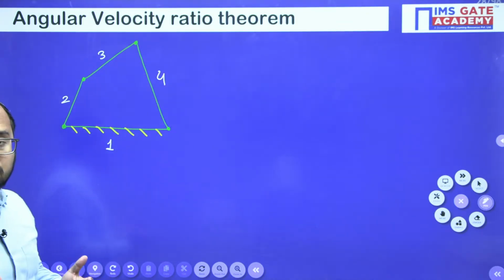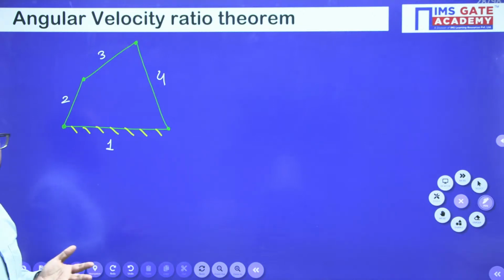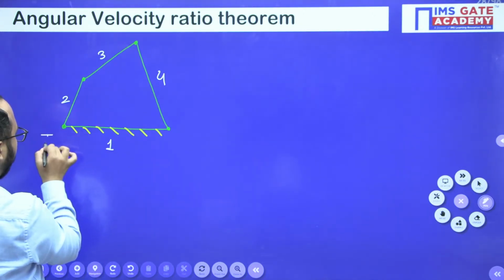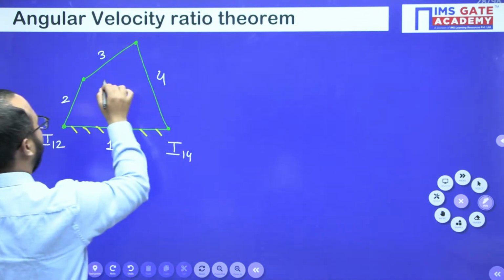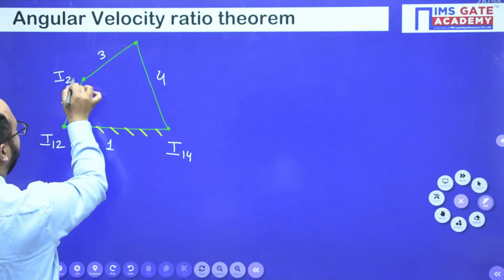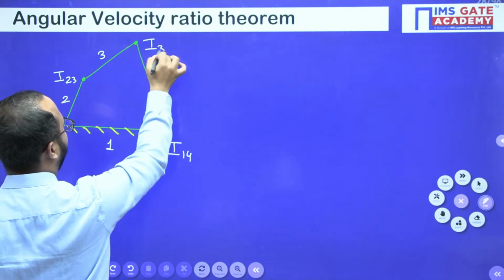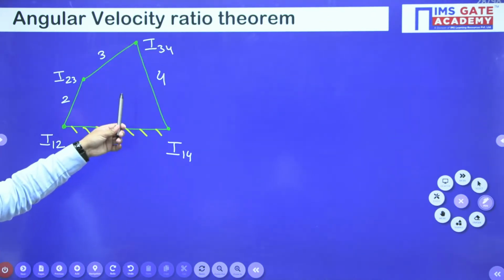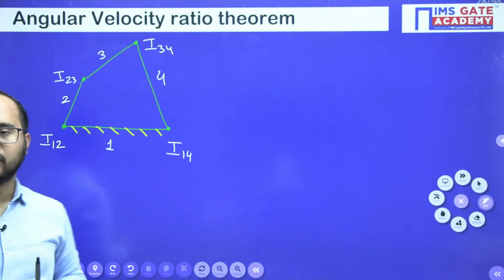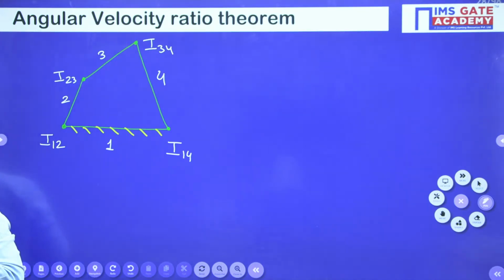First of all, you should understand where the I centers are here. So this I center will be I12, I14, and this will be I23 and this will be I34. Like this, you will have the I centers. But how will you identify the I centers I24 and I13? Quickly tell me which property, which relation you will use here in order to identify the I centers I13 and I24. Tell me fast, guys.